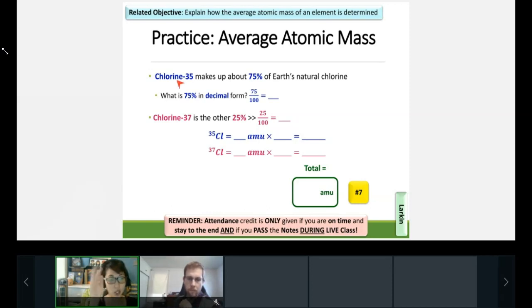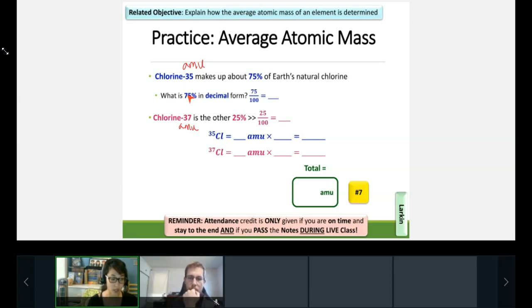Chlorine is made up of 2 main isotopes on Earth. There's chlorine 35, so chlorine with a mass of 35 AMUs, and this makes up about 75% of Earth's natural chlorine. The other 25% is chlorine 37, with a mass of 37 AMUs. Now, in order to find the average here, we're not just going to add them together and divide by 2.